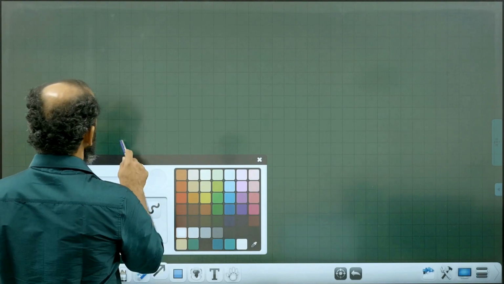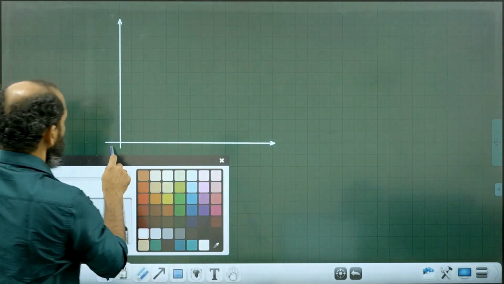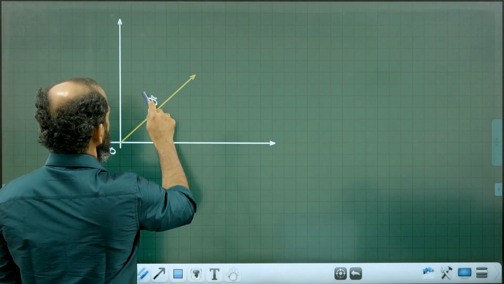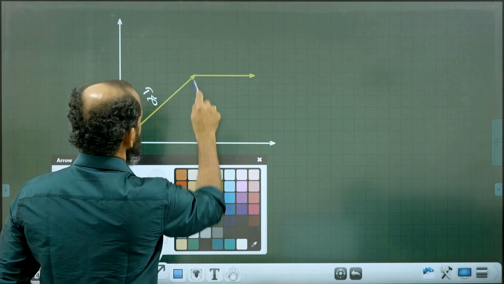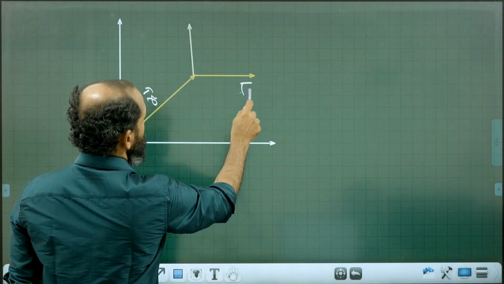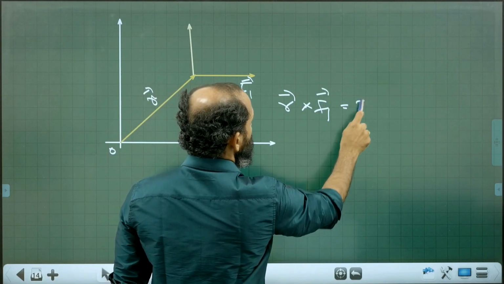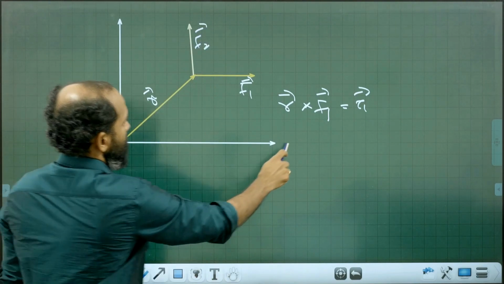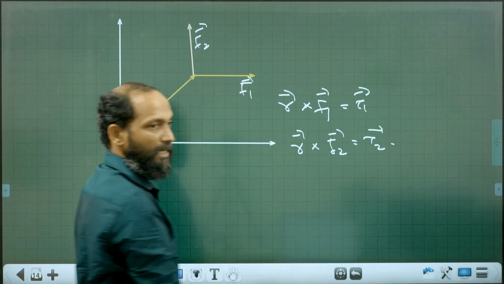Let us practice the torque vector. We make use of the Cartesian coordinate system. Origin is O. Now position vector is r. One of the forces is F1, and the other force is F2. And r cross F1 is equal to tau 1. Then r cross F2 is equal to tau 2. This is the way by which we practice it.